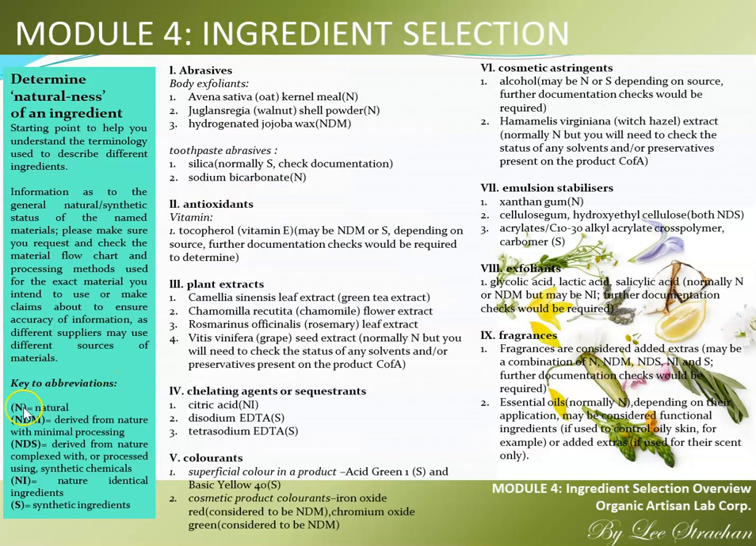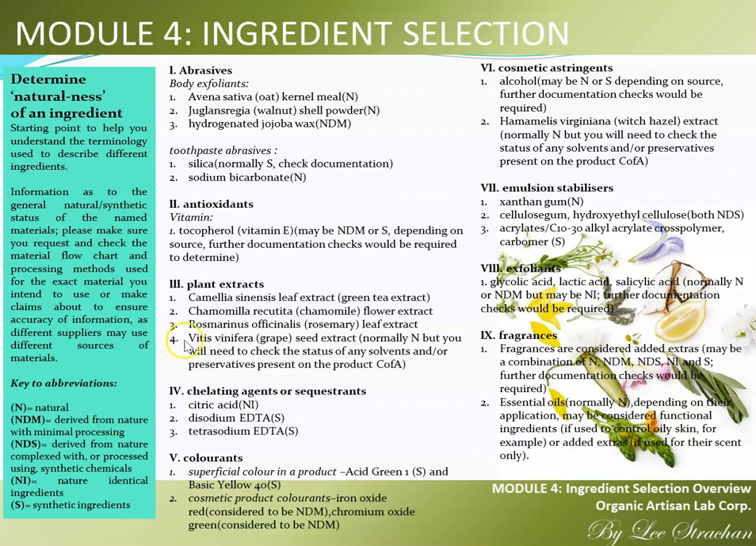Key abbreviations to determining naturalness of an ingredient. On the technical data sheet or product data sheet, you will find it sometimes written as N for natural, NDM for derived from nature with minimal processing, NDS for derived from nature, complex with or processed using synthetic chemicals, NI for nature identical ingredients, and S for synthetic ingredients. So that's how you reference those key abbreviations that will be given to you on technical data sheets and or product data sheets.